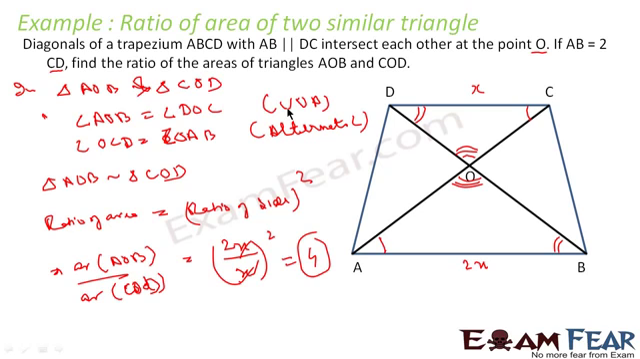Very simple. The first thing, prove that the triangles are similar. Once the triangles are similar, then only we can apply the theorem, that is the ratio of area of two similar triangles is equal to the ratio of side square. We have applied the theorem.